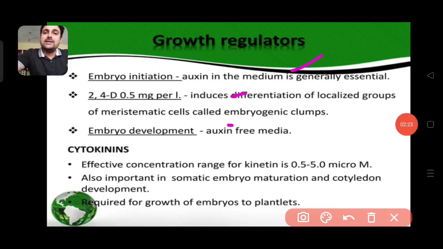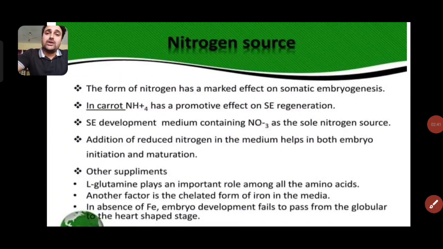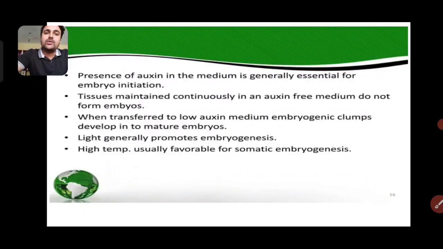I have already discussed it. The auxin is required only for embryo initiation. After that you have to remove the auxin and add the cytokinin, because cytokinin will be used in cotyledon formation. Come to the nitrogen source. Nitrogen will be used by the plant in nitrate form, by the nitrogen fixation procedure. This is all, you don't need to remember all of these. Come to the next portion.